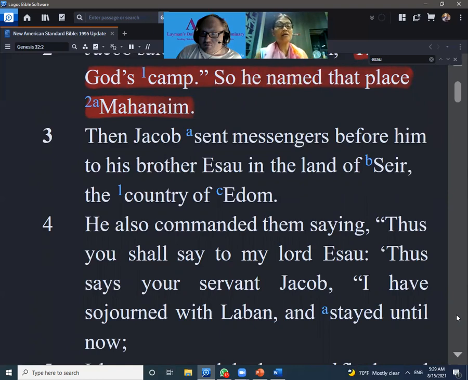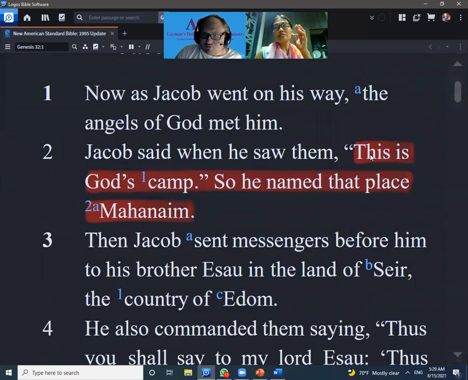And why, verse 1, scroll up please, on chapter 32, first verse, why then? The scripture said, now as Jacob went on his way, the angels of God met him. Jacob said when he saw them, this is God's camp. So he named the place Mahanaim. Then Jacob sent messengers before him to his brother Esau. Why then? What did the angel of God tell him during that time?